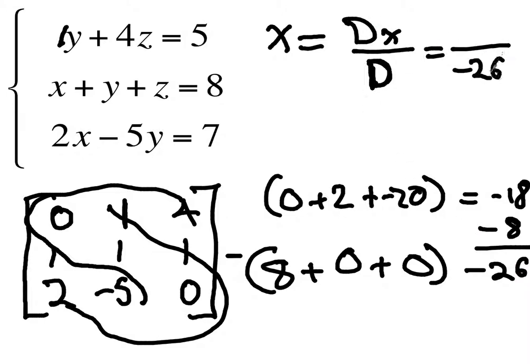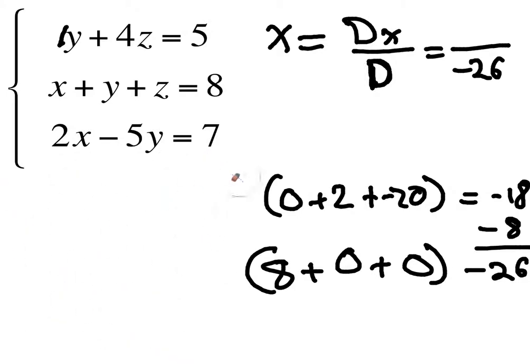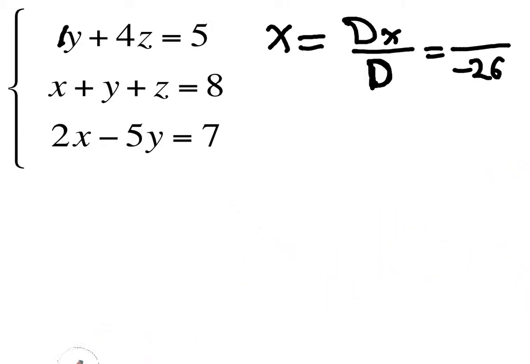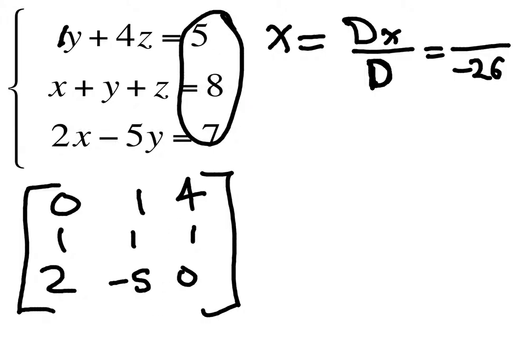We found negative 26. Now let's come back in here and write the exact same matrix and replace the X column. So here's that same matrix again, 0, 1, 4, 1, 1, 1, 2, negative 5, 0. We need to replace the X column with this constant column. So let's replace the X column and find the determinant.